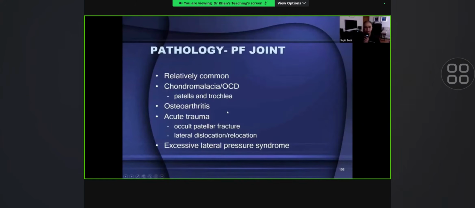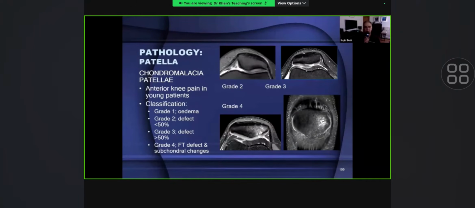The patellofemoral joint pathology is relatively common because you will end up with chondromalacia and osteochondral defects. You will get these patients having osteoarthritis and sometimes an acute setting of trauma. Excessive lateral pressure syndrome will result in edema of the lateral aspect of the Hoffa's fat pad. Chondromalacia patelli, as I explained earlier to you, is one of those findings which frequently gets underreported.